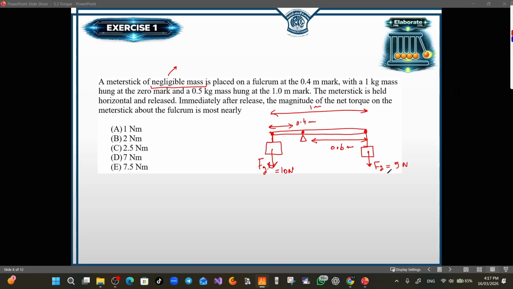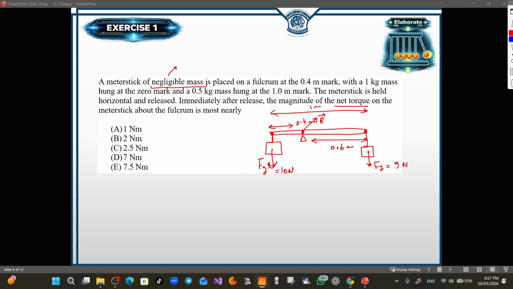The meter stick is held horizontal and released. Immediately after release, what is the magnitude of the net torque on the meter stick about the fulcrum? Here we need to pay attention because we need to include all the external forces acting on the object in order to find the net torque. However, I'm not going to involve the force of gravity on the meter stick because it has negligible mass. We will consider only the reaction force on the pivot.